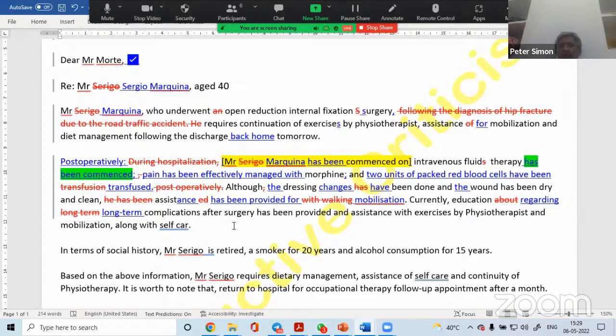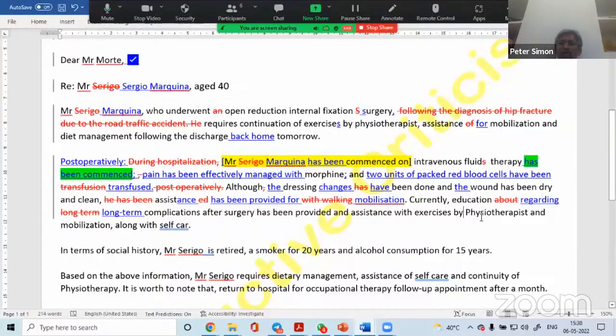Long-term post-surgery complications. Education regarding long-term complications after surgery has been provided, and assistance with exercises by physiotherapist and mobilization. I don't know what you have written. Education regarding long-term complications after surgery has been provided. Assistance with exercises by physiotherapist.